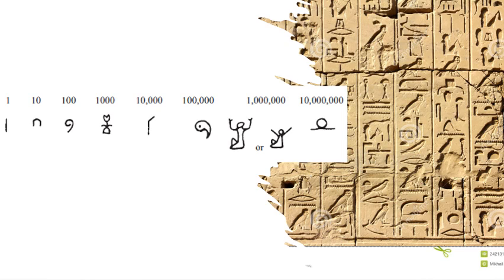So what you can see here is that the increment in the symbols is by powers of 10. So a 1, of course, that's 10 to the power 0. 10 is 10 to the power 1. 100 is 10 squared. The lotus, or 1000, that's 10 cubed, and so on.